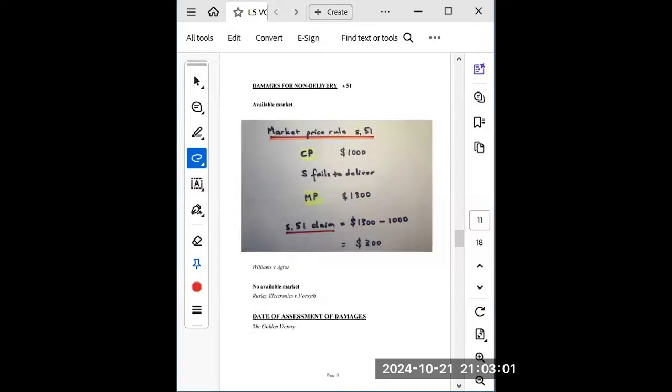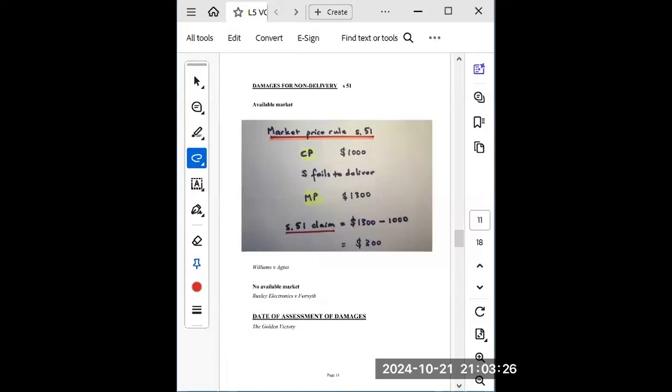An example, a simple one, is on the screen. Let's say the buyer agrees to buy oranges for $1,000. That's the contract price. The seller does not deliver, and the market price is $1,300. Well, the buyer's Section 51 claim is $300. Very straightforward. Market price, contract price difference.